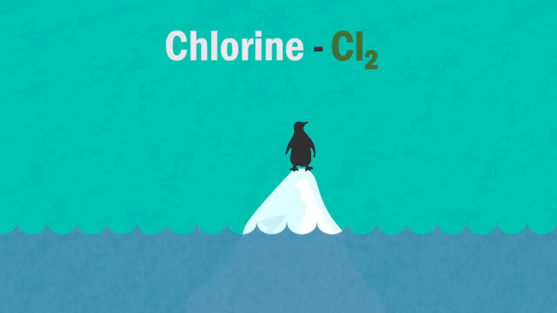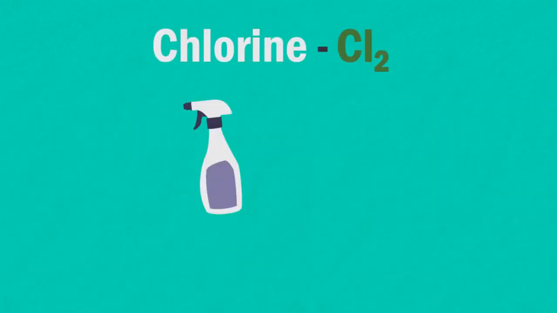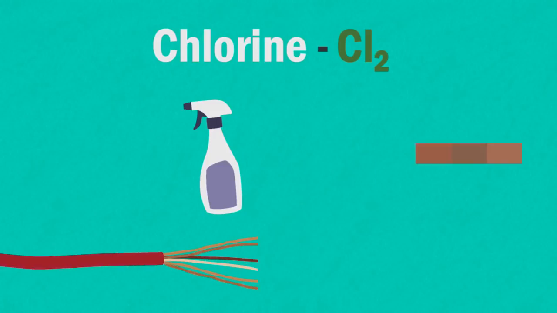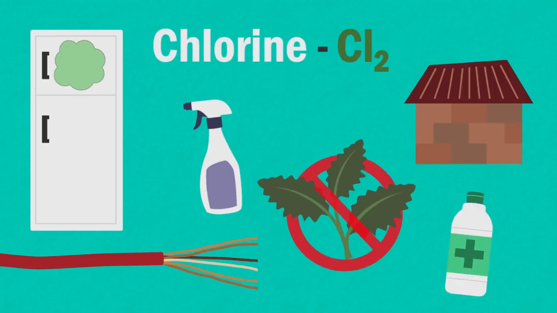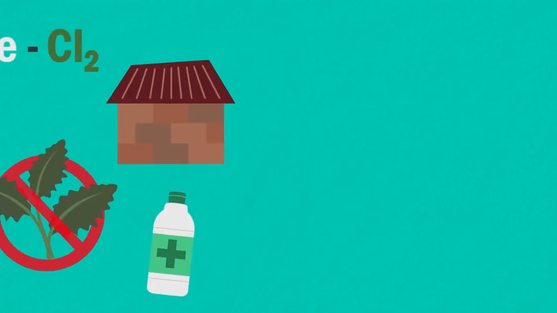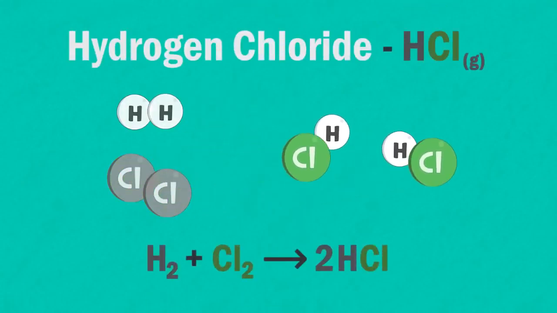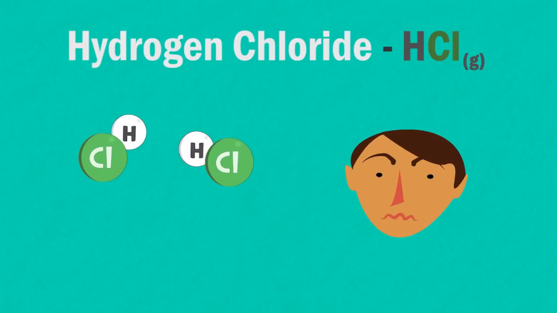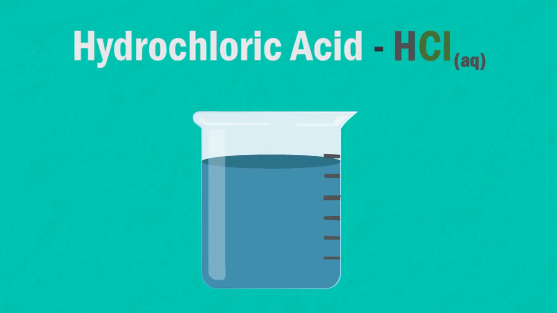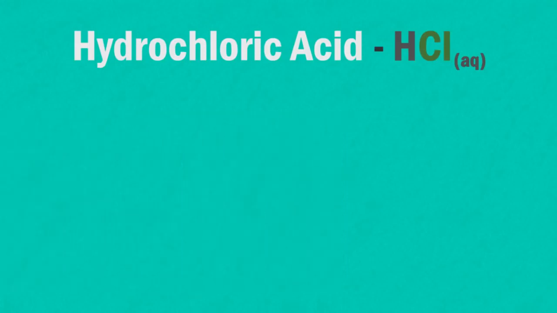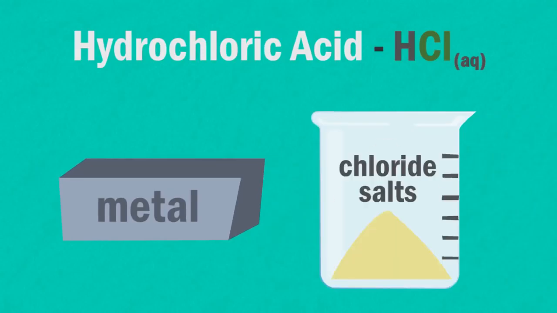But this is only scratching the tip of the iceberg, as chlorine is used to make dry cleaning ingredients, electrical insulators, building materials, refrigerator gases, weed killer, pesticides, antiseptic disinfectants. Some of the hydrogen and chlorine from the industrial process is combined to form hydrogen chloride gas. It's a rather unpleasant gas, but it dissolves in water to produce hydrochloric acid, which is a very useful acid. It too can be used for cleaning metal, but it is also used for producing chloride salts.